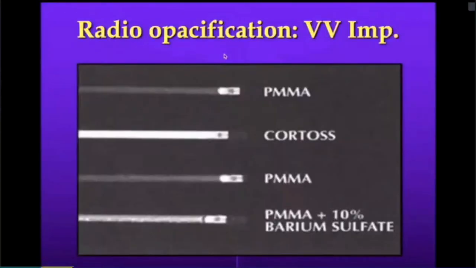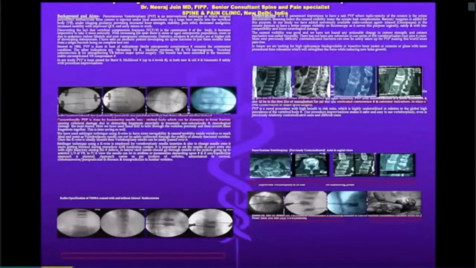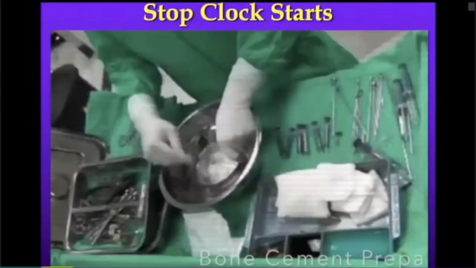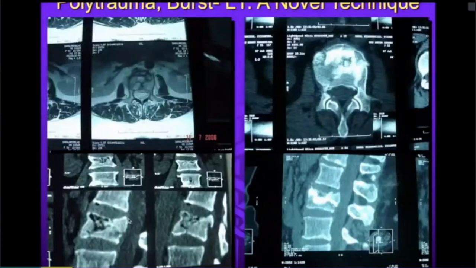What I've done is I did a presentation in the World Congress. I put in a dye and opacify the cement, in a polytrauma setting, like this is a burst fracture. I was giving you a lead for this. This talk is made for this. You don't do vertebroplasty with this patient.